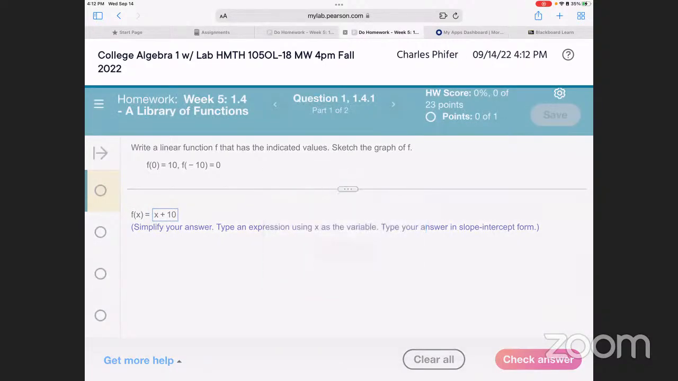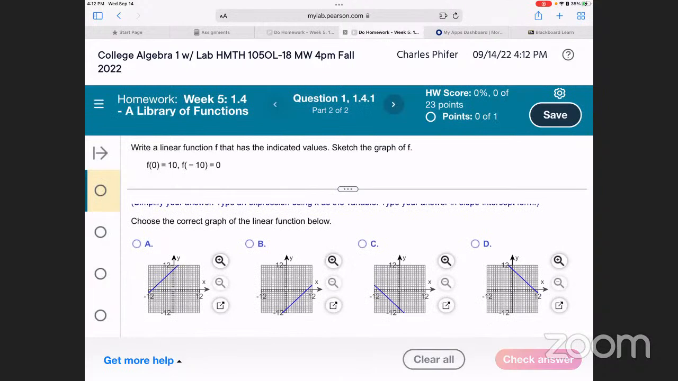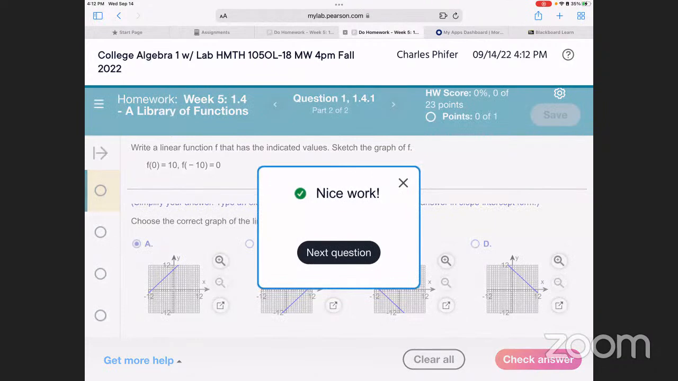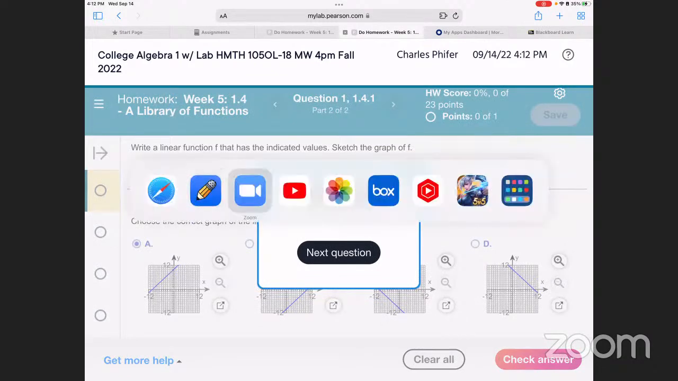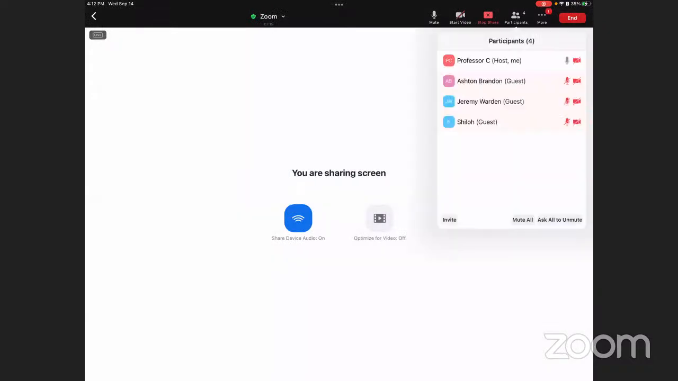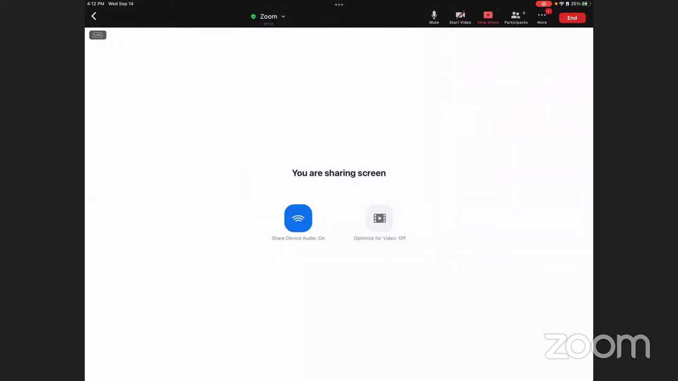Okay. Oh, and then the graph. So when x is 0, y is 10, I think A is the only one that has those intercepts. So I'm just going to go with A. Let me check Zoom again. Okay.